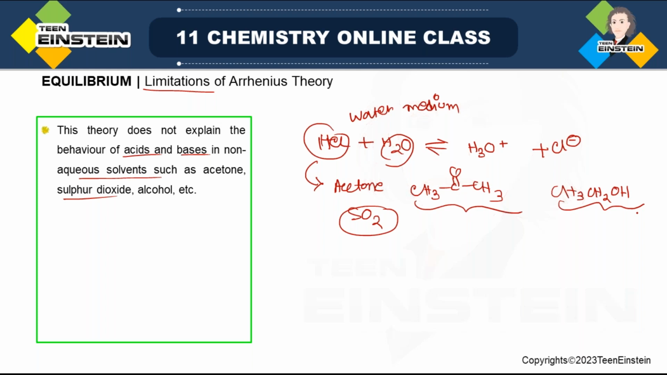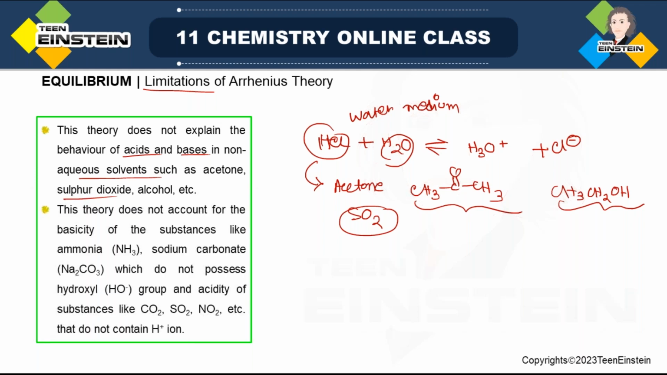But this definition you cannot explain, because when you have taken HCl in acetone or SO2, this type of production of H plus, that is H3O plus hydronium ion, is not possible. So that is why this theory is limited. It is not possible to explain if the solvent is other than water.